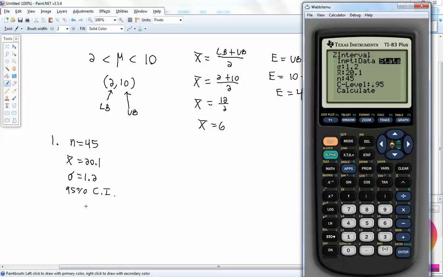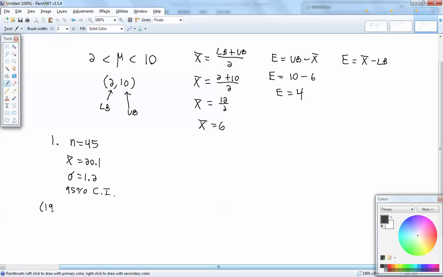Now C level is the confidence level we want to find. And we said 95%, so we put in 0.95. Mine was already 0.95, and then press enter, and then press enter on calculate. And this right here is our confidence interval. So 19.749, comma, 20.451. That would be our answer.